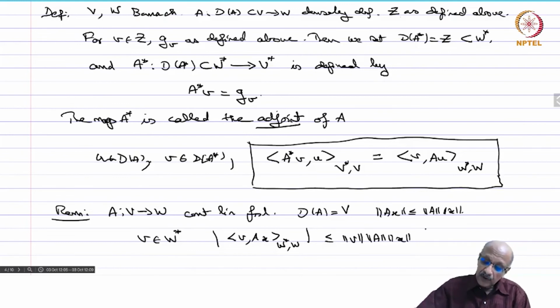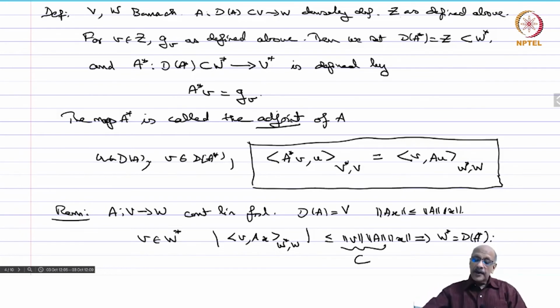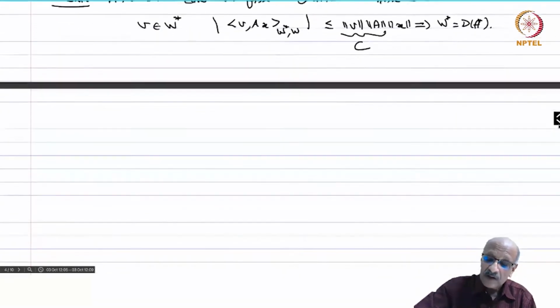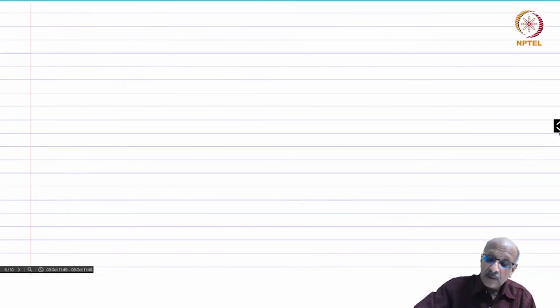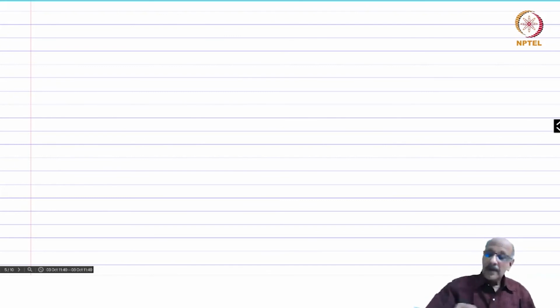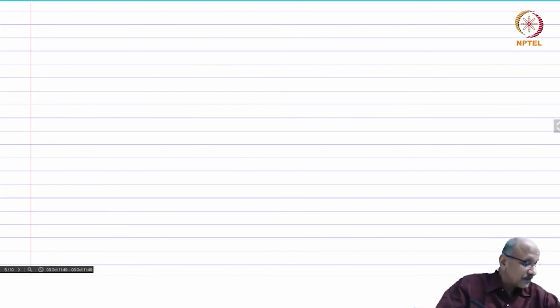And therefore, this will be the constant C, and therefore you have that the entire W star is the domain. So the adjoint is defined on the entire space. So this is useful information if you have continuous linear operators. In fact, we will see a little more about this in a theorem at the end of this session. Okay, so let us see some examples.